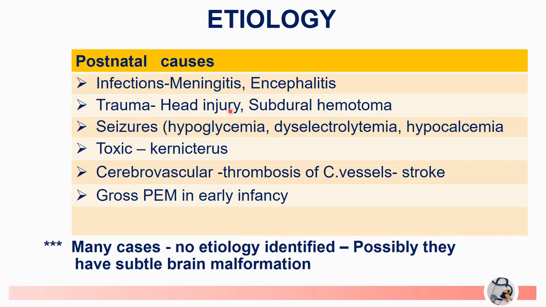Then come the postnatal causes, where infections like meningitis, encephalitis might be the cause of CP. Trauma like head injury or subdural hematoma, and seizures due to hypoglycemia, dyselectrolytemia, hypocalcemia during the postnatal period, or kernicterus after neonatal jaundice, or cerebral vascular thrombosis, that is thrombosis of the cerebral vessels leading to stroke, and if there was gross PM in the early infancy during the development of the brain. So these can be the causes for CP. In the history, in detail, you have to ask about all this. And in many conditions, there is no defined etiology. In these conditions, you just think there might possibly be some subtle brain malformations.